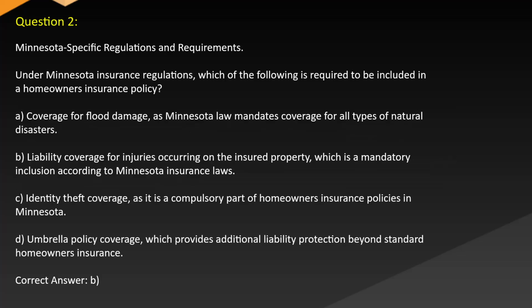Question 2. Minnesota-specific regulations and requirements. Under Minnesota insurance regulations, which of the following is required to be included in a homeowner's insurance policy? A. Coverage for flood damage, as Minnesota law mandates coverage for all types of natural disasters. B. Liability coverage for injuries occurring on the insured property, which is a mandatory inclusion according to Minnesota insurance laws. C. Identity theft coverage, as it is a compulsory part of homeowners' insurance policies in Minnesota. D. Umbrella policy coverage, which provides additional liability protection beyond standard homeowners insurance.